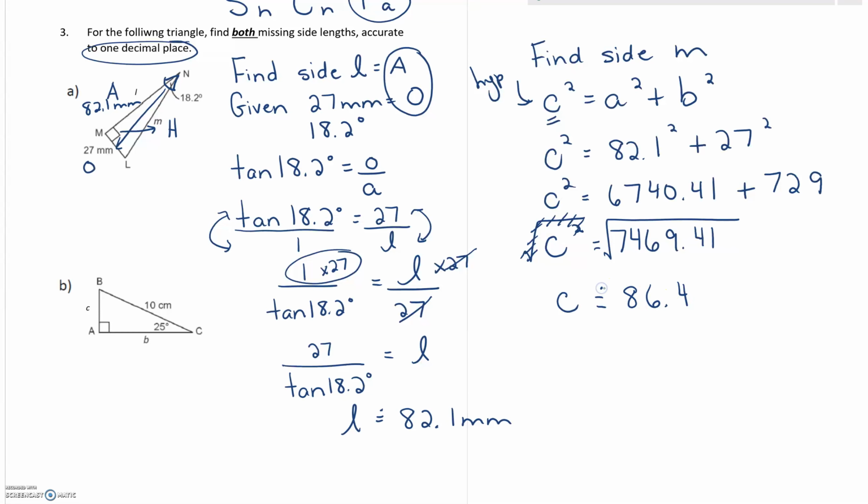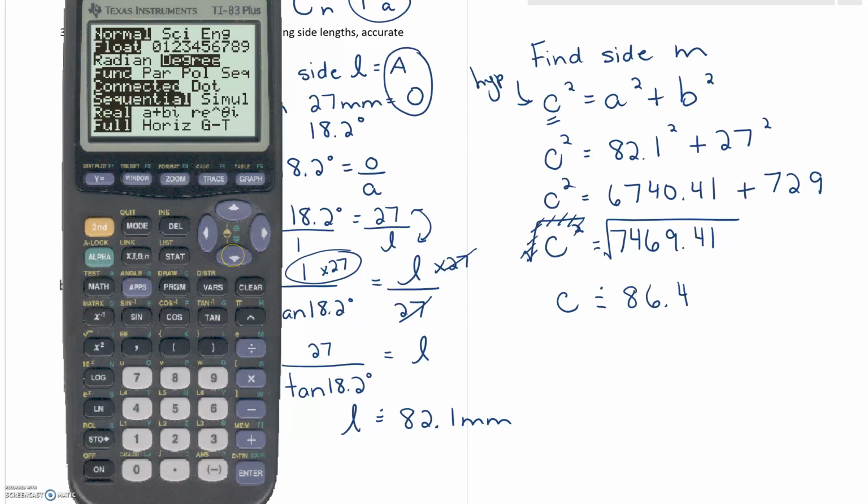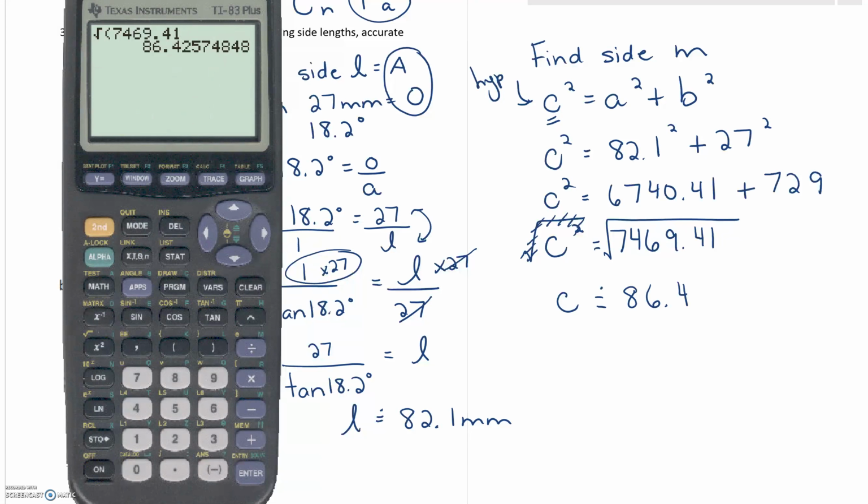Remember, we have to round to one decimal place, and because there's a 2 after the 4, then I know that I have to just keep the 4 and not round it up. Another thing that you can do is press mode, go to your float at 1 because it's one decimal place that we want. Just use your arrows to go to the 1, press enter, clear, to get out of that screen, enter again, then it rounds it for you.